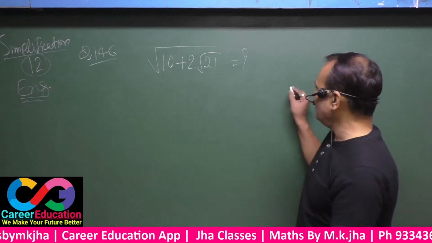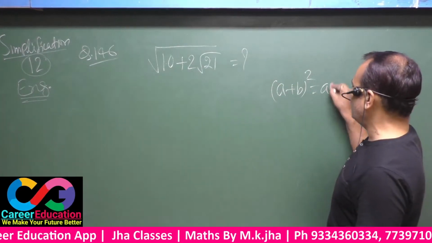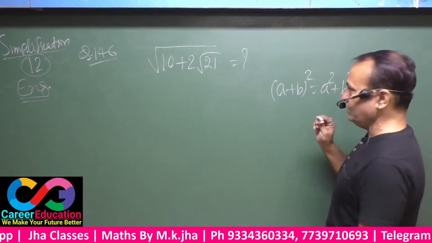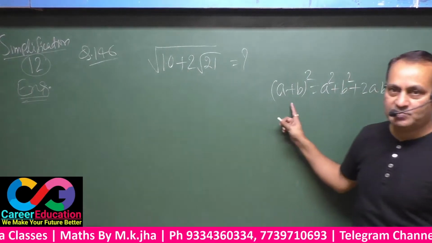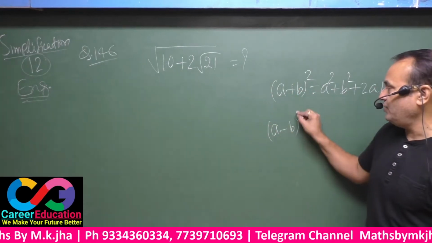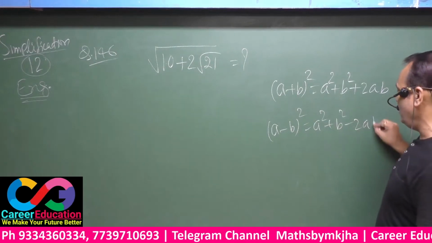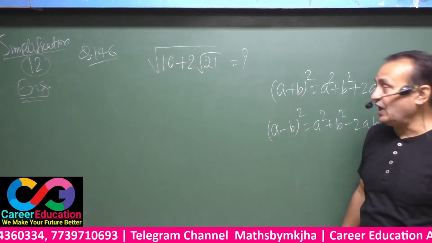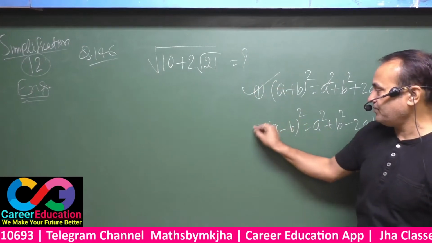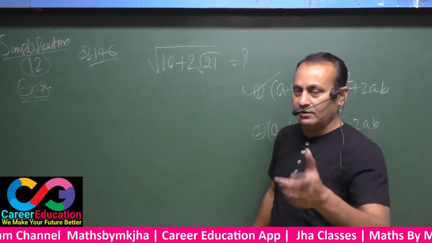That means you must know the formula a plus b whole square equals to a square plus b square plus 2ab. Since this is plus, a plus b whole square must be applicable there. If this will be a minus b whole square, a square plus b square minus 2ab will be applicable there. That means we have to use this formula this time. Okay. That means make your mind like this.